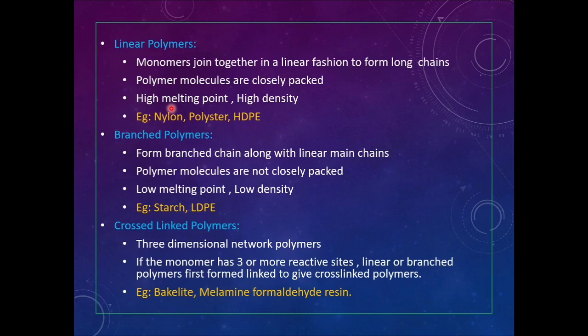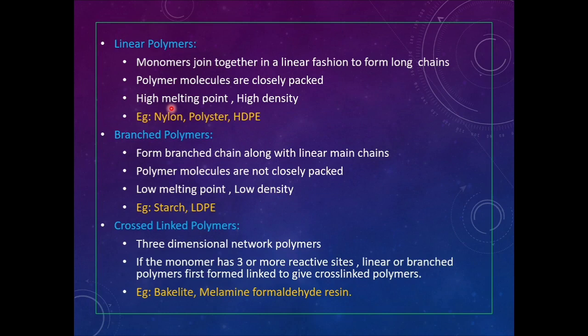And the third one is cross-linked polymers. Cross-linked polymers are three-dimensional network polymers. And how are they formed? The monomer has 3 or more reactive sites. If the monomer we use has 3 or more reactive sites, it first forms a linear or branched polymer. Then these linear polymers form cross links, and that leads to the formation of cross-linked polymers. So linear or branched polymers first form, then link to give cross-linked polymers.